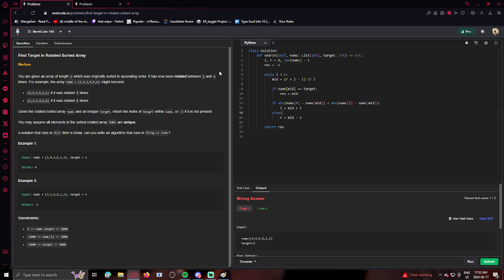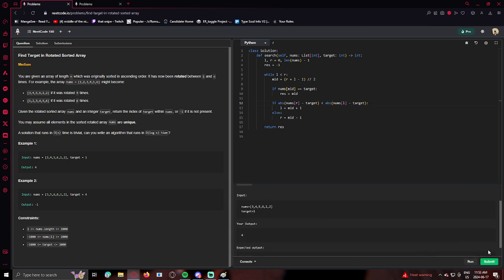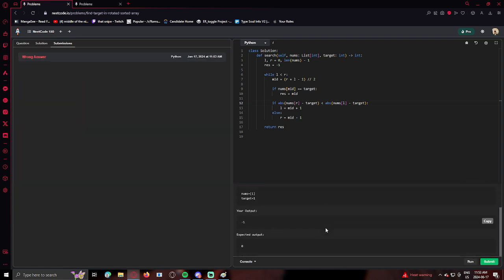Absolute. So nums at right. Oh, no, not nums at mid. Minus target. Okay, so there you go. Please work. Wrong answer. Okay. Expected output was 0.